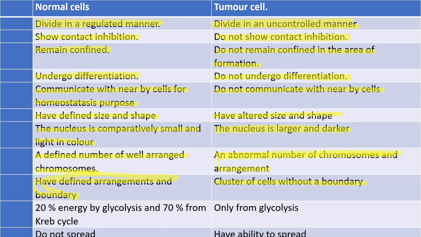As for energy, a normal cell gets 20% of its energy by glycolysis and 70% by the Krebs cycle. Normal cells use energy from the process of glycolysis, and 70% is from the Krebs cycle. While tumor cells only run glycolysis; the Krebs cycle has no role for them. Normal cells do not spread, as we know, while tumor cells have the ability to spread.